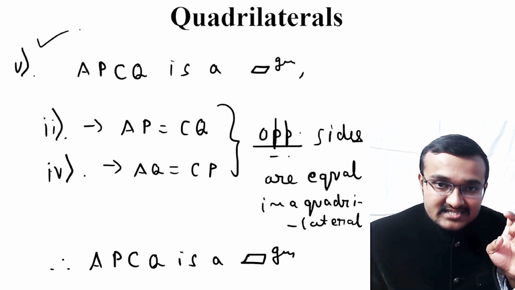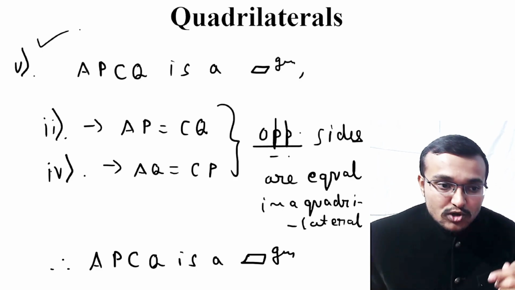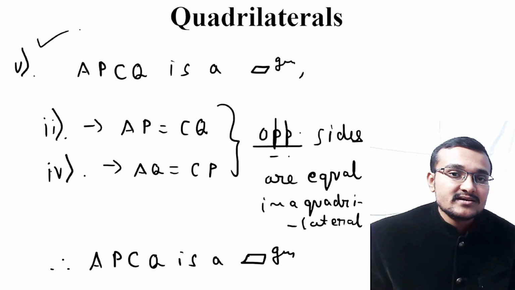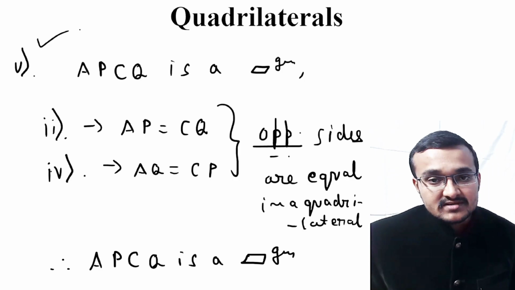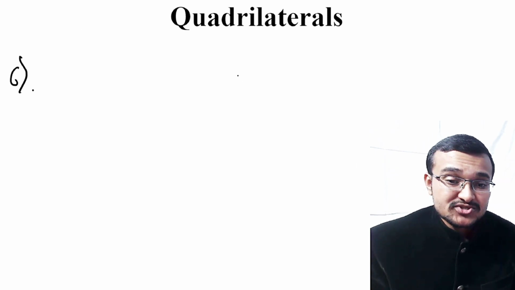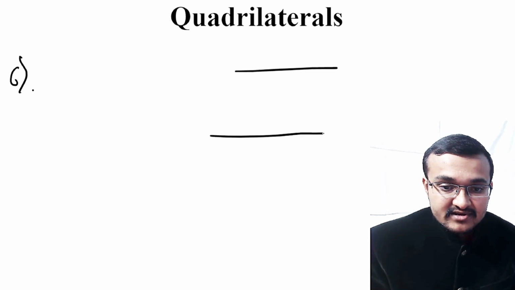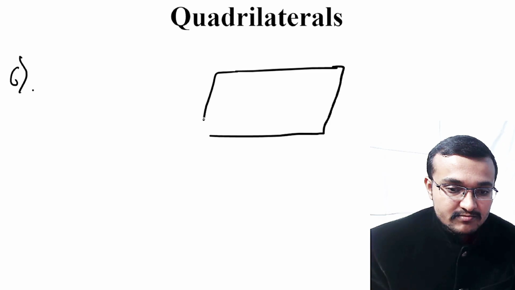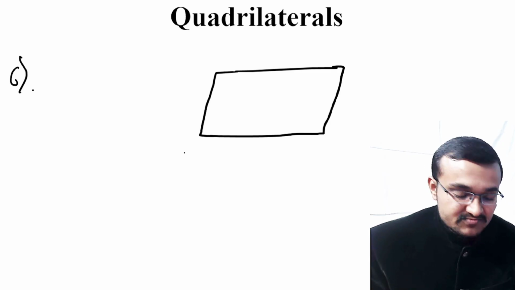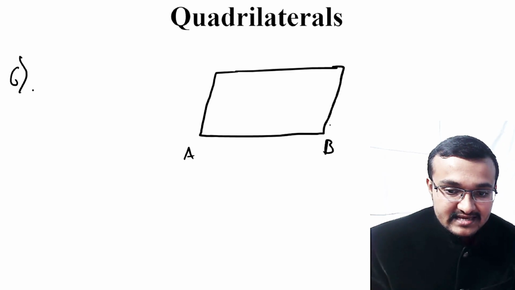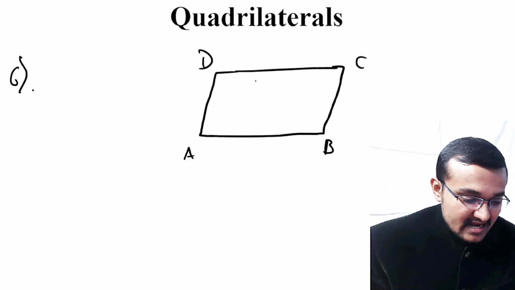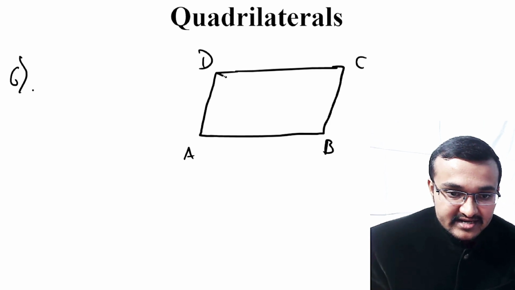In the exam, if they just ask the fifth question, then you have to prove all the four questions, and then you have to prove that this particular APCQ is a parallelogram. So now coming to the sixth question, here also they have given one figure. Here they have given a parallelogram, named ABCD, and here you have a diagonal BD.